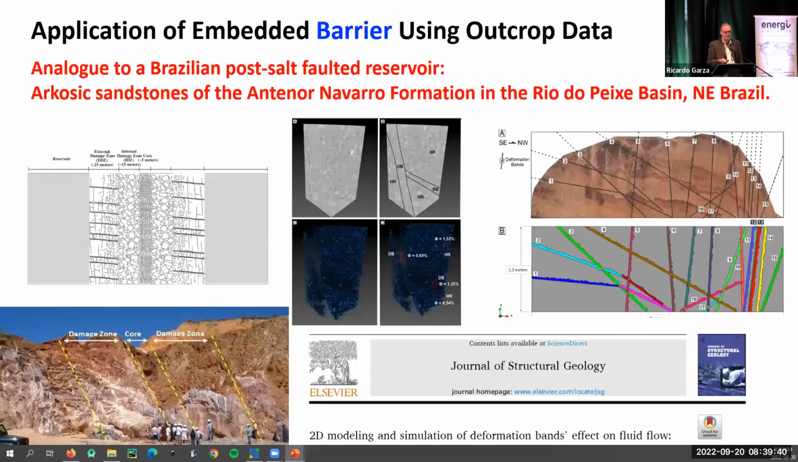And we apply this technique to an analog of a post-salt faulted reservoir. This is one of the analogs that we are working on. It's a sandstone of the Antônio Navarro formation in the Rio do Peixe Basin in the northeast of Brazil. This is work that we've done in collaboration with Professor César Nogueira from the Federal University of Campina Grande. It's another federal university close to us.